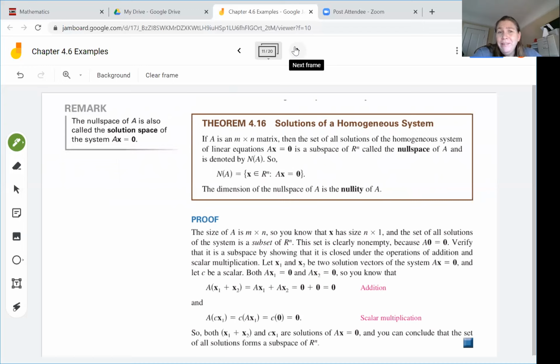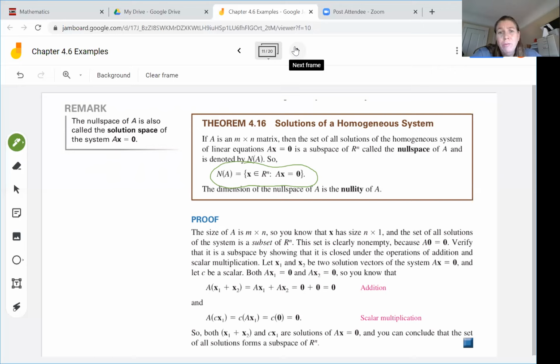Theorem 4.16 is about how we find solutions to homogeneous equations. If A is an m by n matrix, then the set of all solutions to the homogeneous system of linear equations AX equals 0, remember homogeneous is when we set our equation equal to 0, is a subspace of R^n called the null space of A, and it's denoted by N(A), like a function. We define the null space of A to be all the x's in R^n such that A multiplied by x, where x is a vector, gives us a 0 vector.